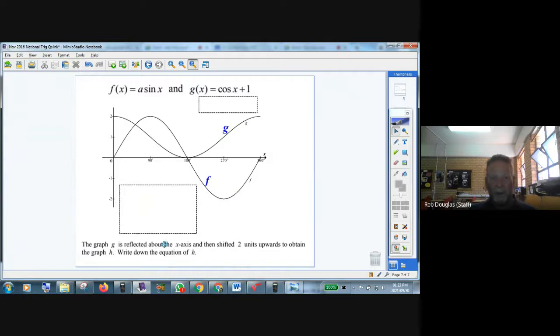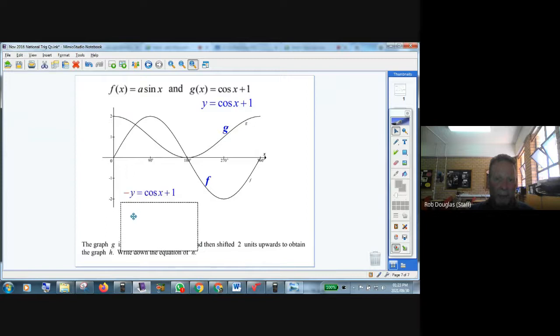Now, this seems really hard, but it's not hard if you know what you're doing. Let's look at the equation G. It's reflected about the x-axis. Well, let's just stop there. If the x-axis was a mirror, this plus 2 would become minus 2. And if we put it in the form y equals, if you want to reflect about the x-axis, all you do is take all the y values and make them negative.